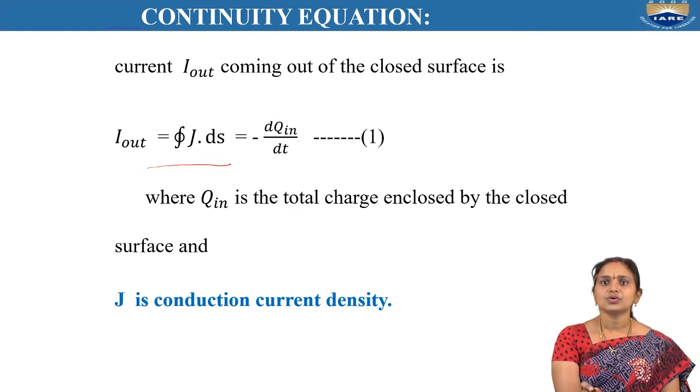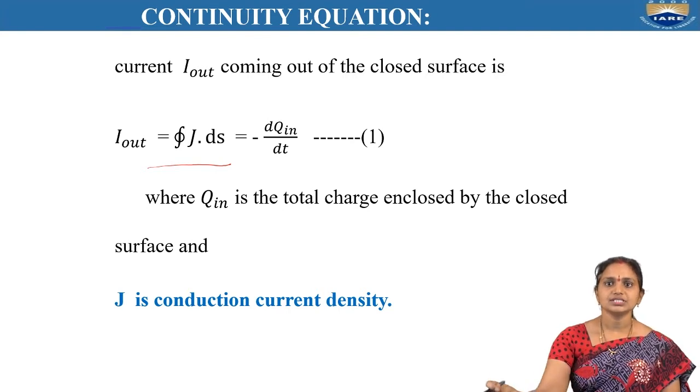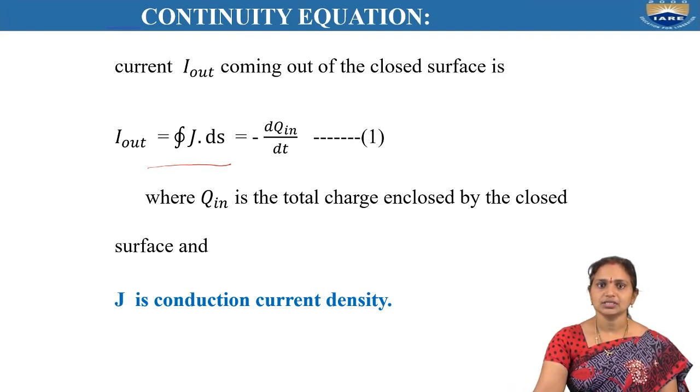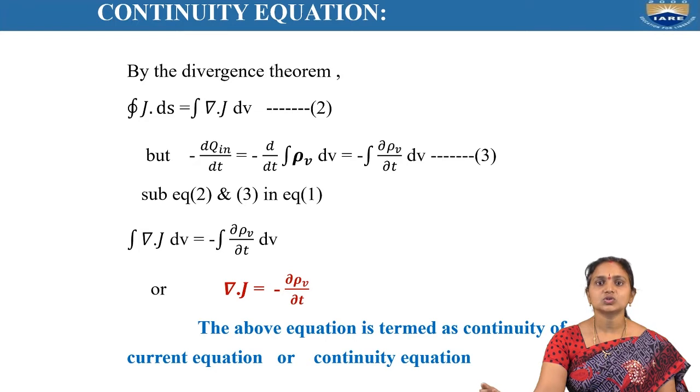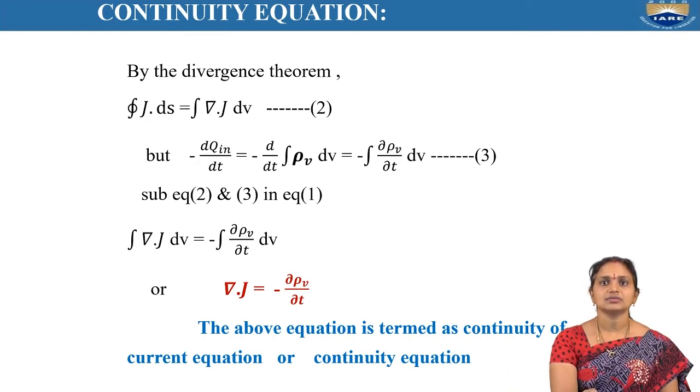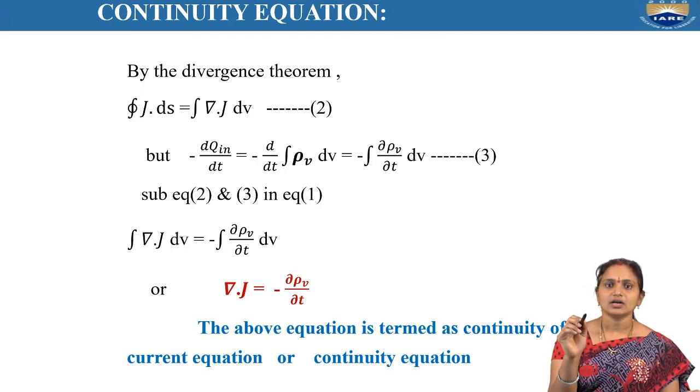Now here we know Q in is the total charge enclosed by the surface, and J is the conduction current density. To simplify that equation, we have to apply the divergence theorem to the second term, which is closed integral J dot dS. If you apply the divergence theorem to a vector, then the closed integral of the vector over a surface is equal to the integral of the divergence of the same vector over the volume.